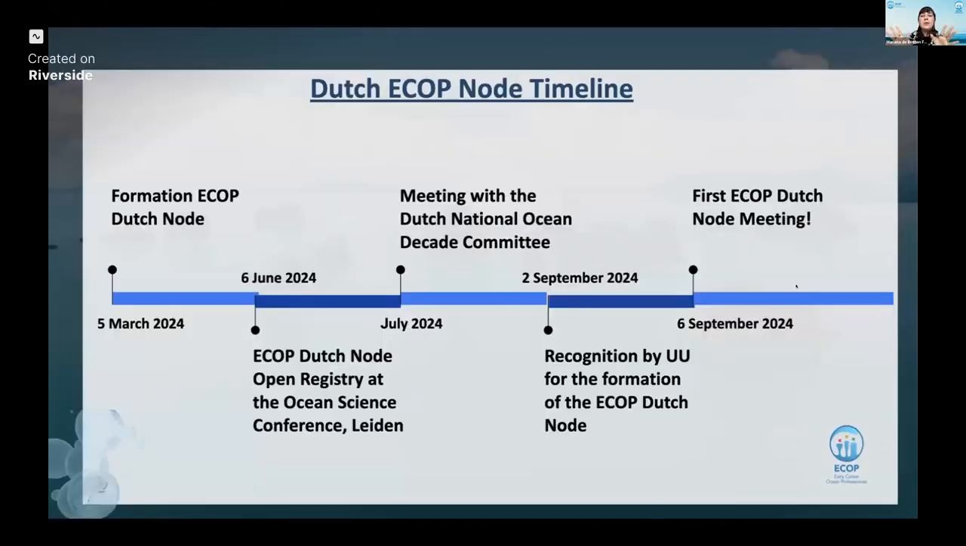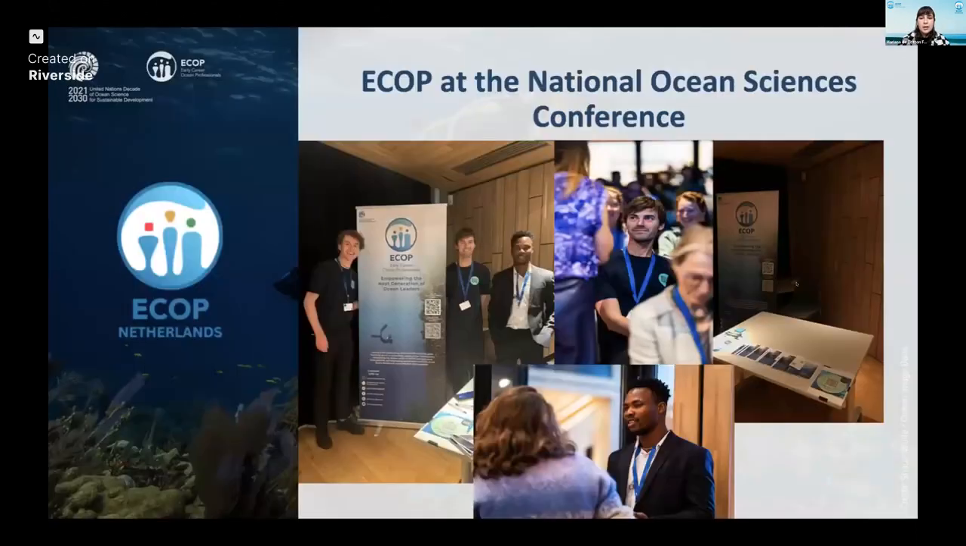Okay, so a very, very brief timeline. The ECOP Dutch node was just opened in March of 2024. Then we had a space at the National Ocean Science Conference in Leiden on the 6th of June. Then we had a meeting with the Dutch National Ocean Decade Committee, so we also have a link with them. Then we had recognition by Utrecht University for this formation, and the first meeting of the ECOP Dutch node was on the 6th of September, when we really got fully established.